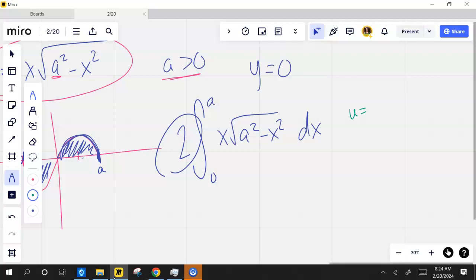A squared minus x squared. I would do a squared minus x squared. A squared is not going to be a variable, we're going to treat it like a constant. So du would be -2x dx. I've got the x, but I need a 2 in here, which means I need to counter it with a 1/2 here.